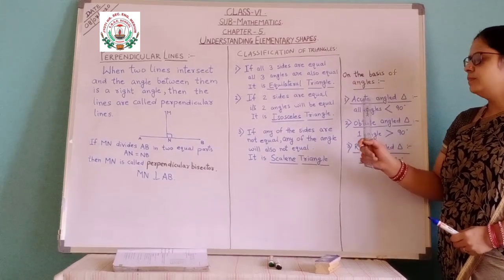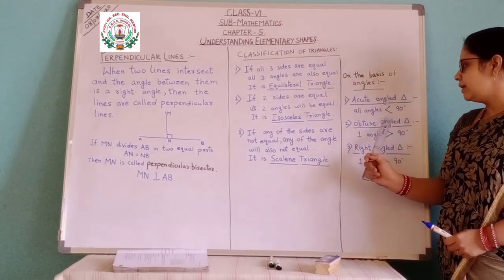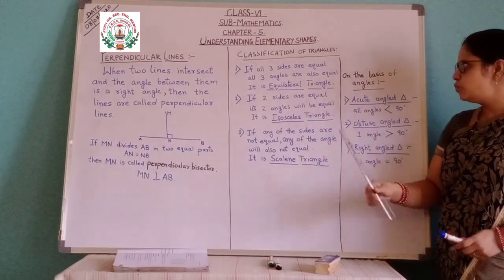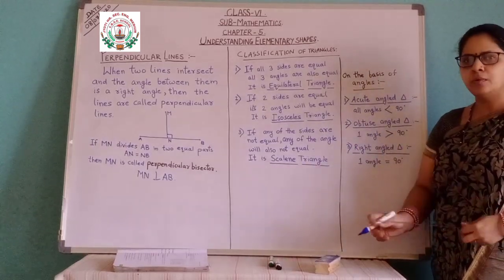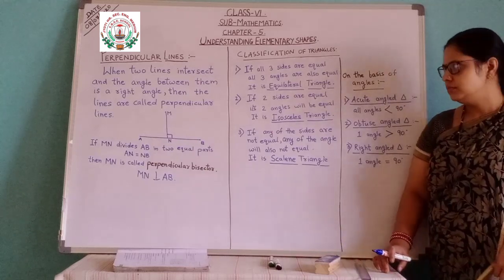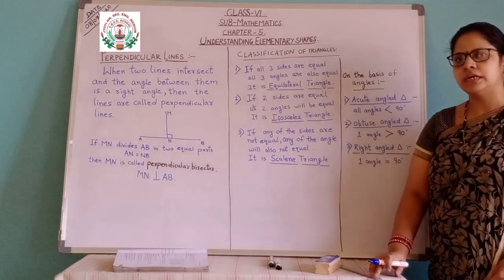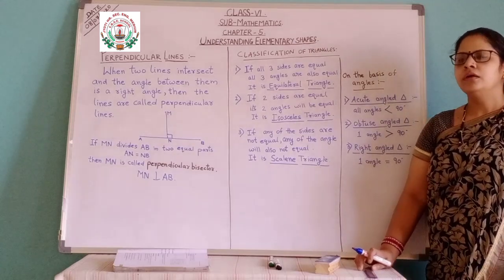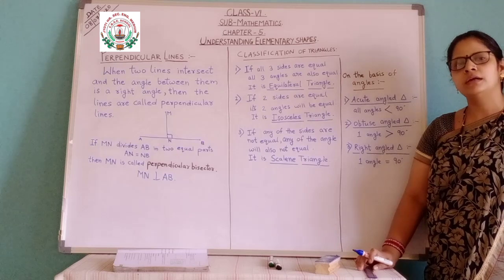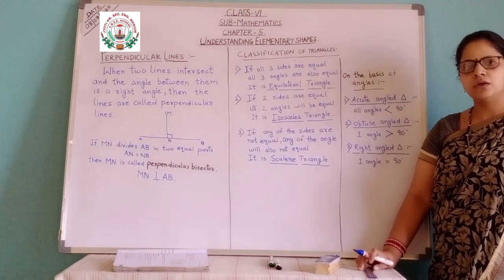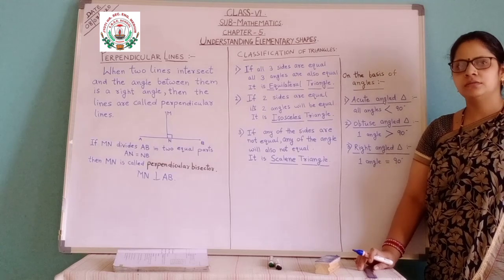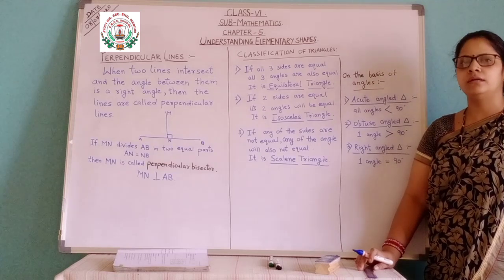So if all angles are less than 90, before that you must know the angle sum property. What is that angle sum property? I think in the previous class we have studied it. When you add all the angles of a triangle, the sum of all the angles will always be equal to 180 degrees. It cannot be more, it cannot be less. Just equal to 180 degrees.